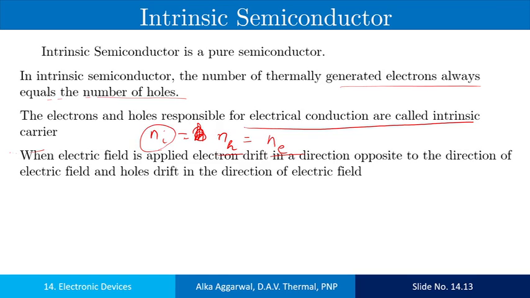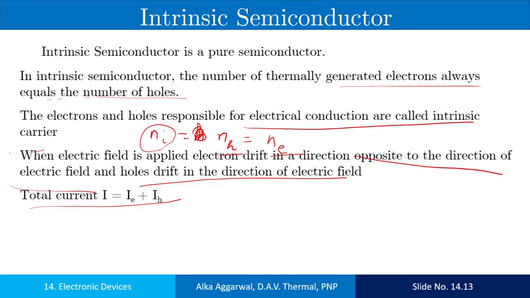When an electric field is applied across the semiconductor, the electron drifts in the direction opposite to the electric field and holes in the direction of the electric field. So, the total current at any instant is the sum of the electronic current and hole current. Because the number of electrons and holes both are very small in the pure semiconductors, the conductivity is very, very small.